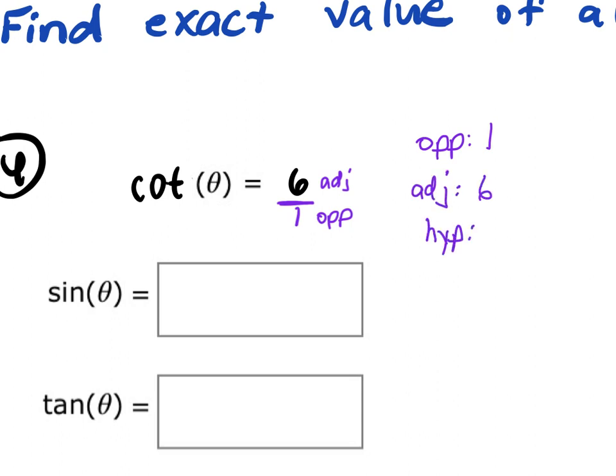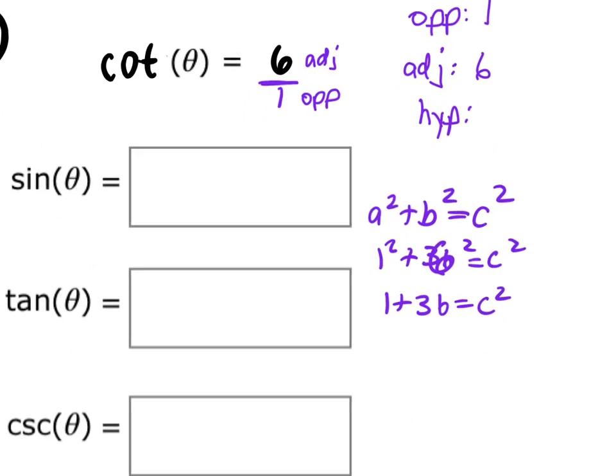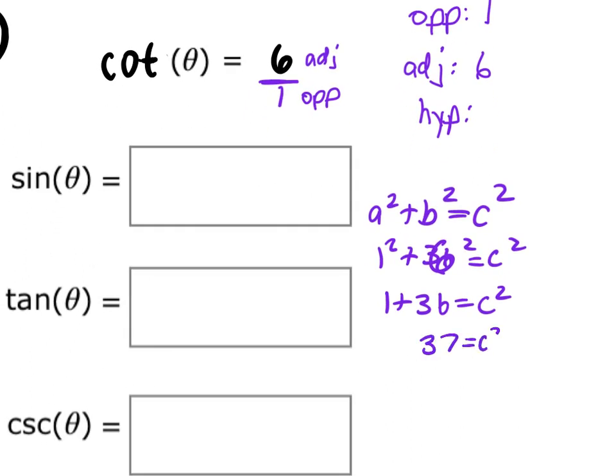Well, how would I figure out what the hypotenuse is? You would use the Pythagorean Theorem. A squared plus b squared equals c squared. Opposite and adjacent are legs, so 1 squared plus 36 squared equals c squared. Just kidding, 6 squared. 1 plus 36. So I have 37 equals c squared. So the square root of 37 is your hypotenuse.